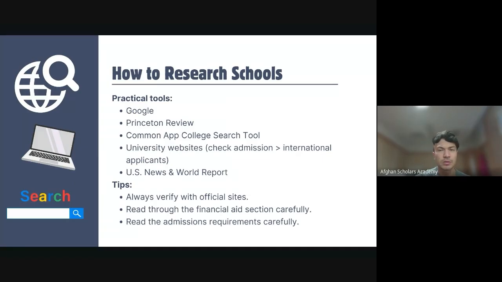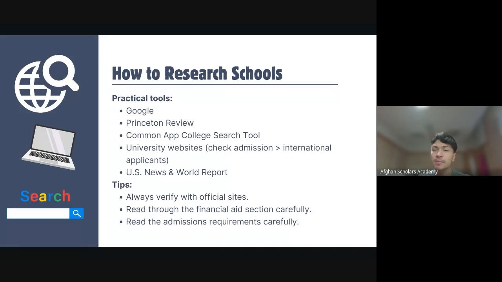Common App, college search tool. Everything you could find on Common App. It's very well rounded, very organized. And university websites. Check admission requirements for international students, and you can find all that information on university websites. Do not trust other websites when they say things about that university, but go to their official website and see what they need. And US News and World Report, that's the most reliable source for you to look into those colleges. US News is very reliable.